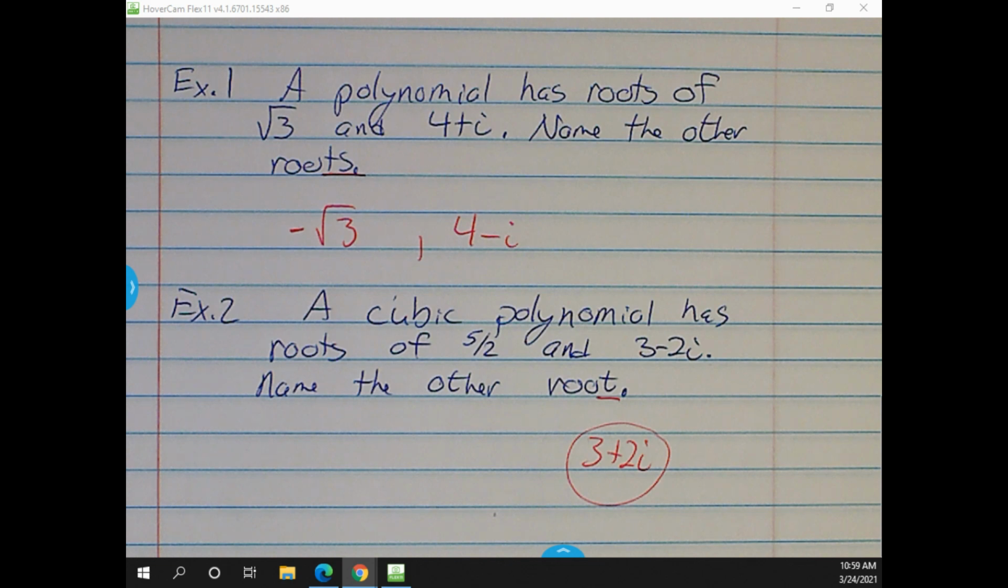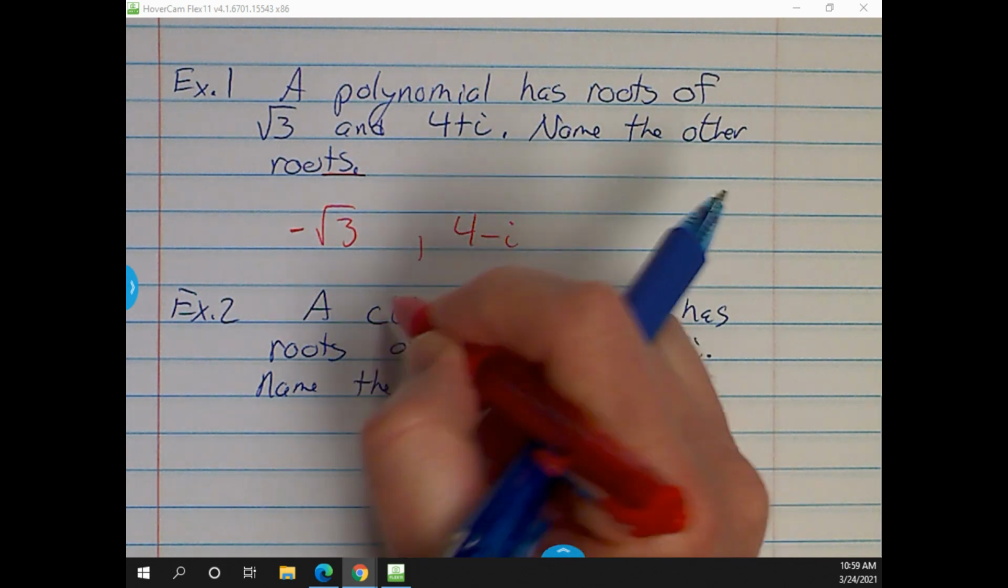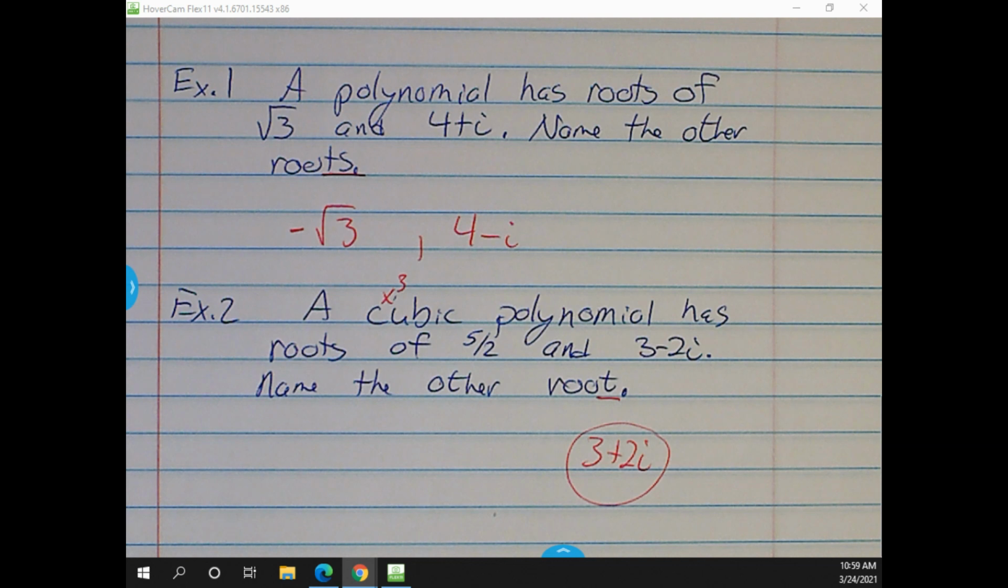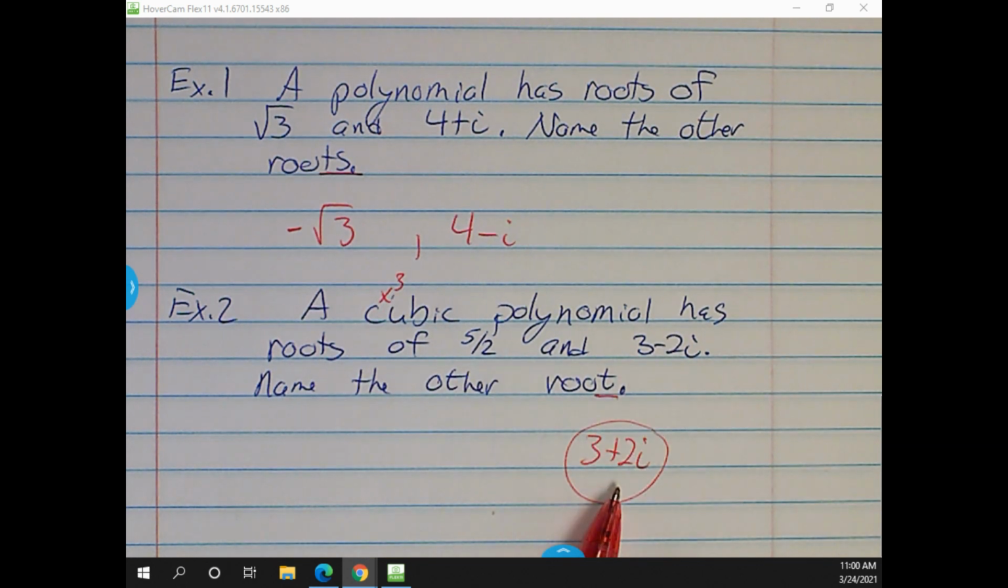The other hint they kind of gave to you on this one, they said it was a cubic polynomial, which means that's x to the third, which means you need 3 answers. So if that's 1, that's 2. As soon as you change that one, that's 3. So then that would be all that you'd have to do.